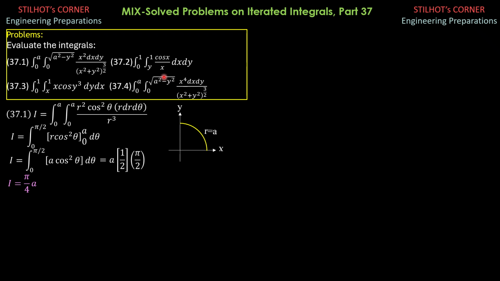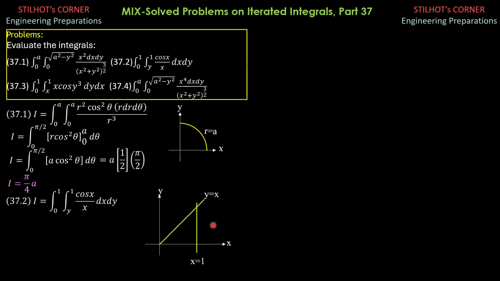Problem 37.2. We don't need to transform this to polar. The integral of cosine x over x dx cannot be evaluated readily, so there's a need to invert the order of integration. So we integrate with respect to y first. This is the given. Then we equate this to x. 1 is x, as our guide to change limits.